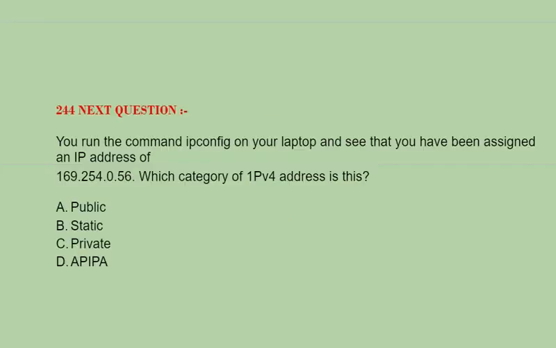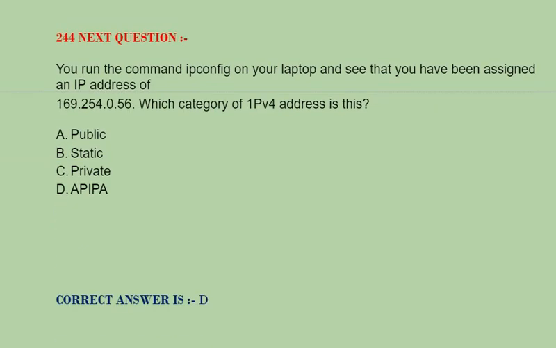Question is you run the command ipconfig on your laptop and see that you have been assigned an IP address of 169.254.0.56. Which category of IPv4 address is this? Option A public, option B static, option C private, option D APIPA. Correct answer is option D.